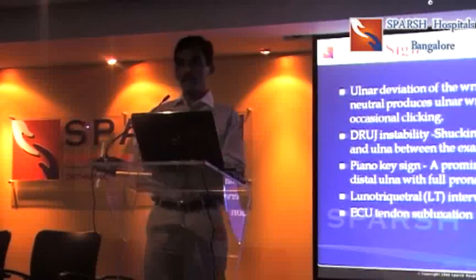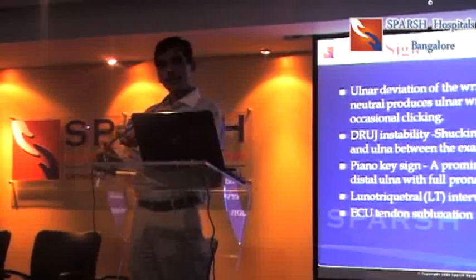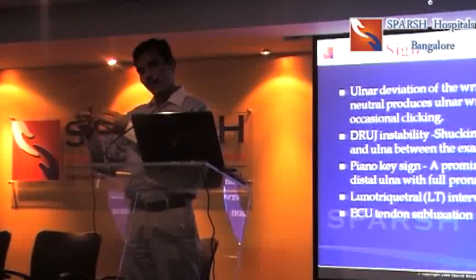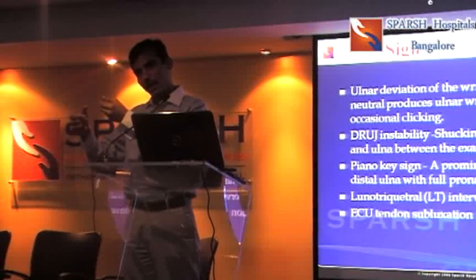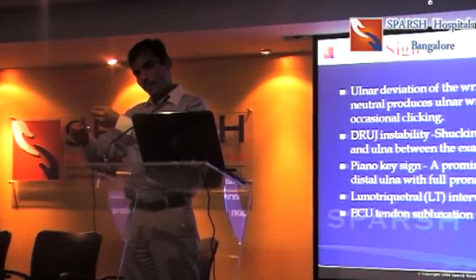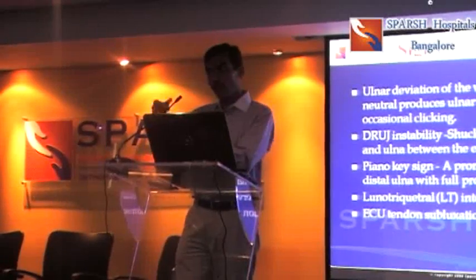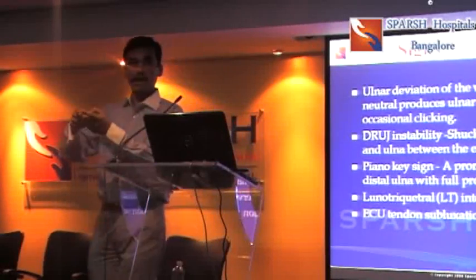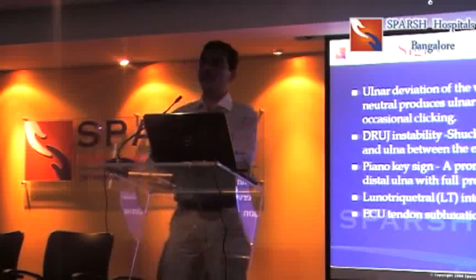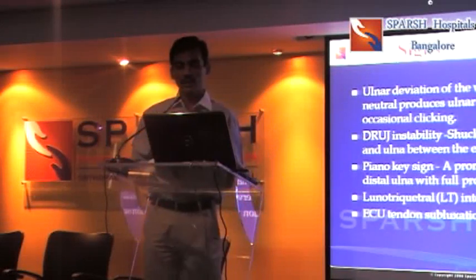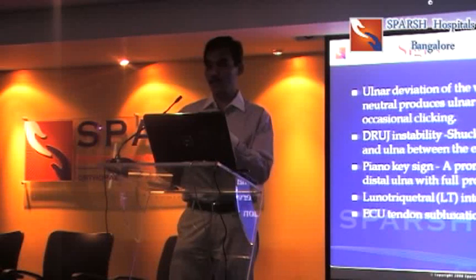TFCC and DRUJ instability can go together, so you can look for DRUJ instability. Hold the distal radius in one hand, and with the other hand hold the ulna, and try to do shuck movements. If there is more displacement, always compare the other side. Some people have higher ligament laxity and might already have DRUJ instability physiologically. So you should always compare the other side to make sure it is pathological.